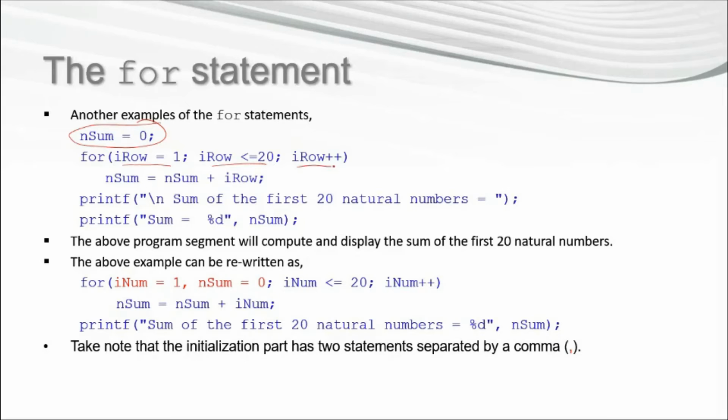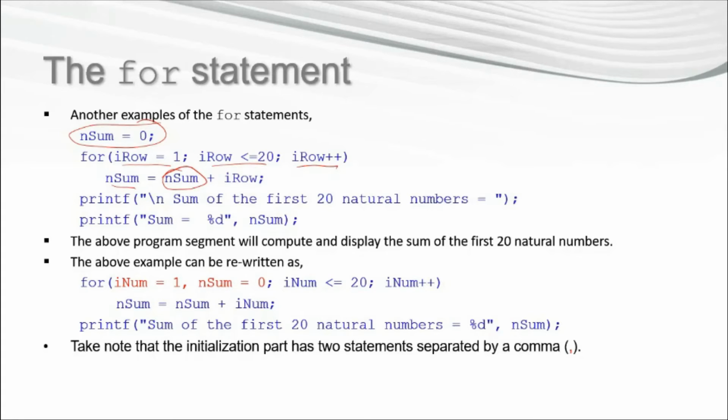So this is the starting of a normal for loop. irow is initialized as 1, then irow is checked whether it is less than or equal to 20, then irow is incremented. Then what we do is nsum equal to nsum plus irow. That is, the value of irow is added to the nsum variable. nsum is the sum of all the integers from 1 to 20.